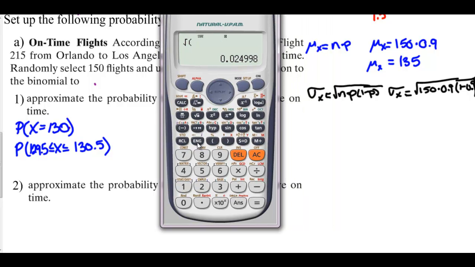So we've got the square root of 150 times 0.9 times, and it's 1 minus 0.9, I'm just going to put times 0.1. So I'm just going to simplify that a little bit. So 3.674234, blah, blah, blah. So we'll go 3.674. Sound good? We'll go out 3 places.